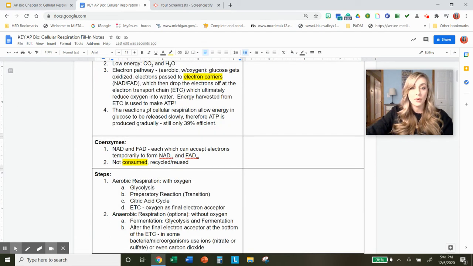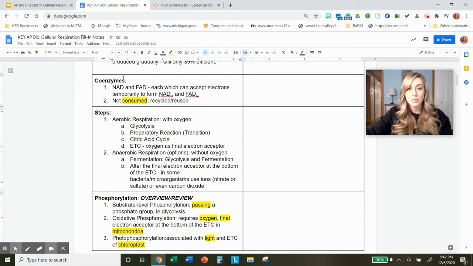Okay, the reaction of cell respiration allows energy and glucose to be released slowly. Therefore, ATP is produced gradually. Still, it's only 39% efficient, meaning that of all the energy that's available within that glucose molecule, you're only getting 39% out, okay? A lot of it's going to be lost as heat. We're going to have that heat conversion.